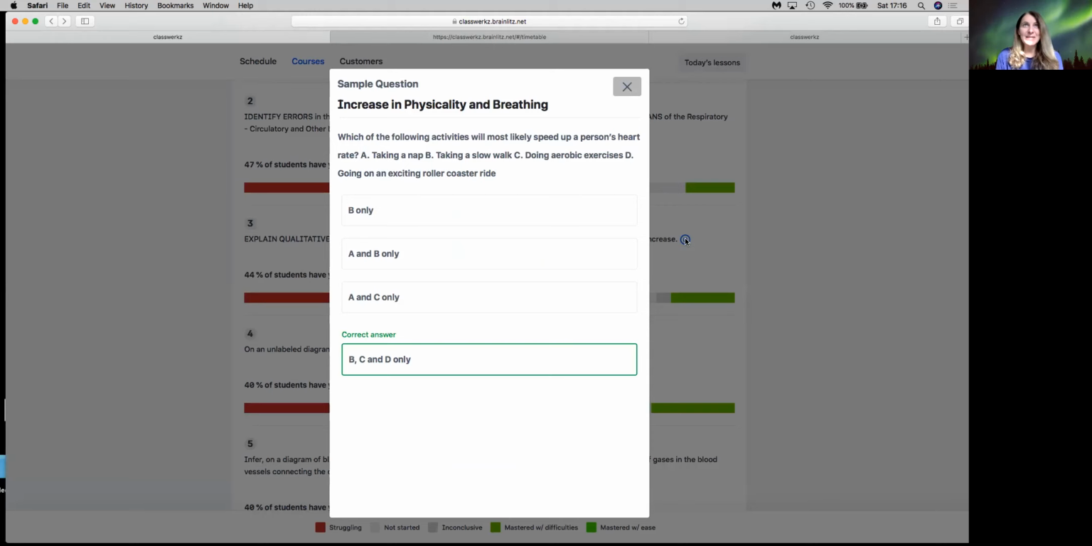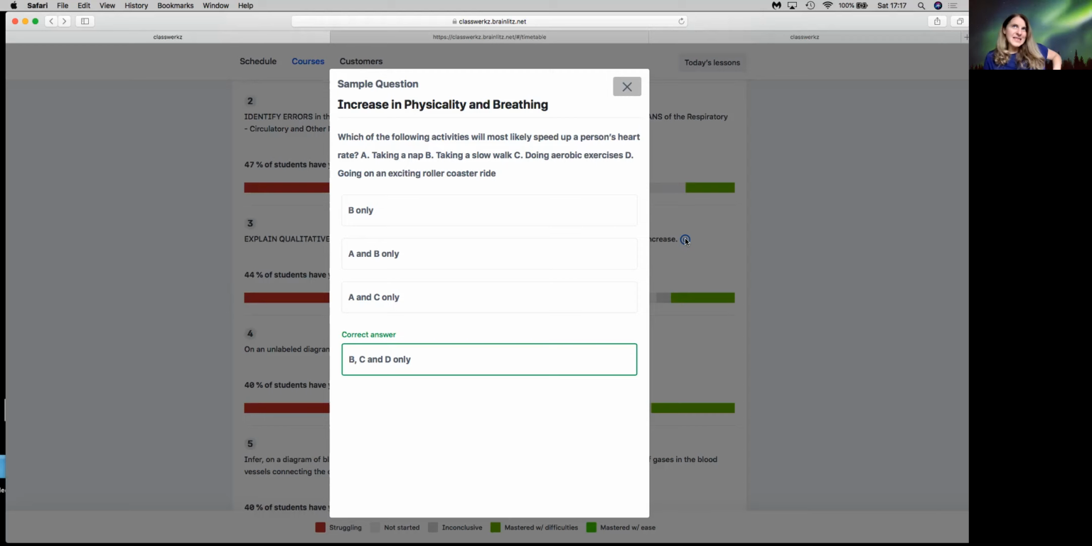Well, B, no. A and B only? No. So C, D, what do we have here? We have B, C, and D. Okay. Slow walk is probably where they got tripped up, like I just did, because it says here, increase physicality and breathing. So which of the following activities will most likely speed up a person's heart rate?